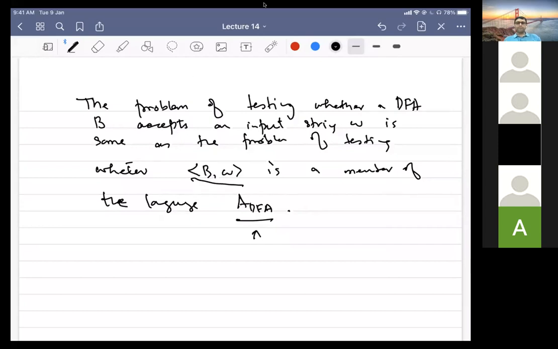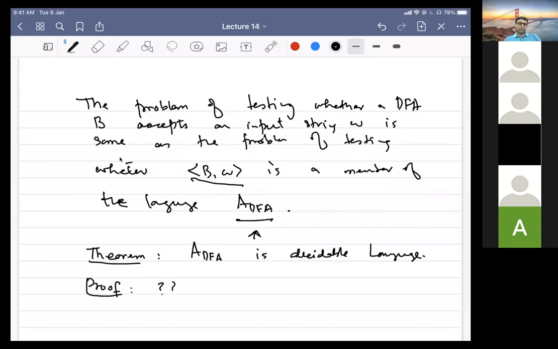Is this thing clear? So the first result that we will have for our decidability is that the language ADFA is a decidable language. This is our theorem, which means that ADFA is decidable. Now, can you prove it?